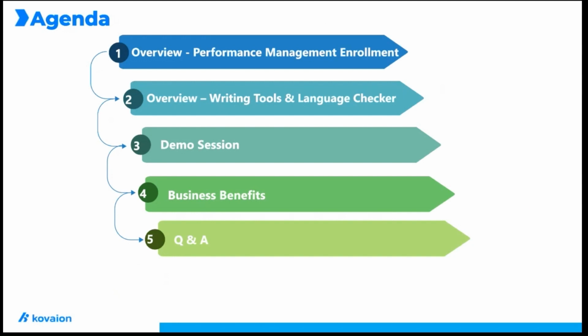Here are the major points that we are going to discuss one by one. Firstly, we would start with Fluid Performance Management Enrollment. Next, we will be checking on the performance management writing tools and language checker. Side by side, I will be showcasing a few demos so that you can understand it better. Finally, I will help you with the business benefits of enrollment and writing tools with language checker. If you have any questions, they will be answered at the end of the session.